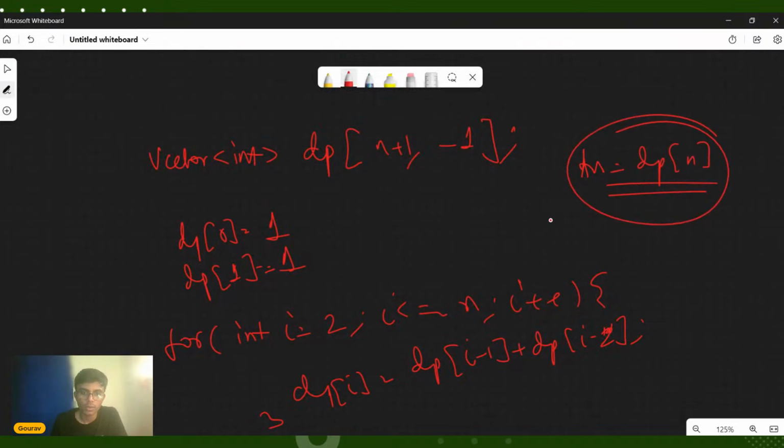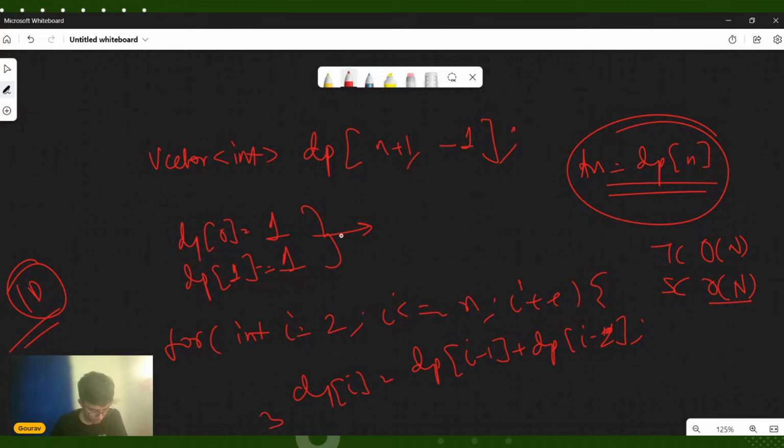Since it is linearly storing everything, this is a one-dimensional DP problem, and the time complexity will be big O of n, and the space complexity will also be big O of n, because we are using a DP space.